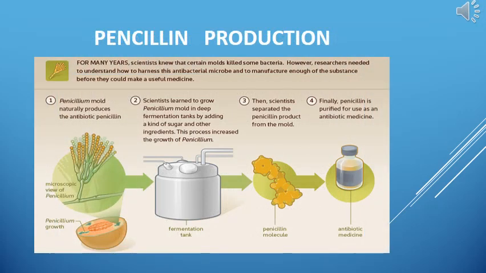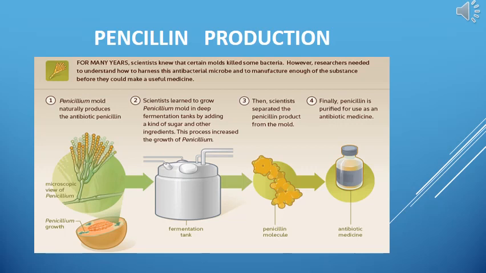For many years, scientists knew that certain molds killed certain bacteria. However, researchers needed to understand how to harness this antibacterial microbe and to manufacture enough of the substance before they could make a useful medicine. Now here you can see that the Penicillium is growing on oranges, and if we look at the microscopic view of Penicillium, these are the spores and this is the thread-like hyphae which we call mycelium. These basically produce the antibiotic penicillin.